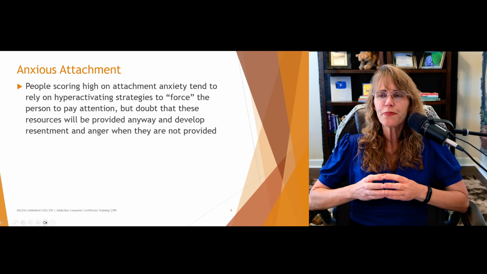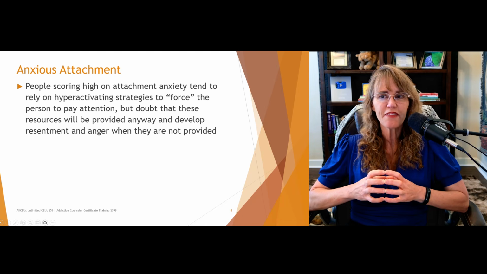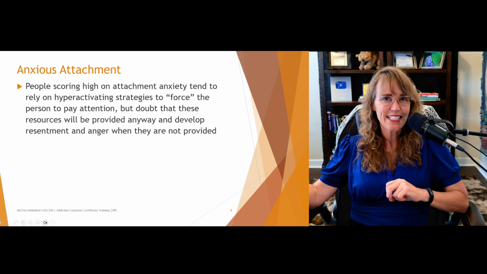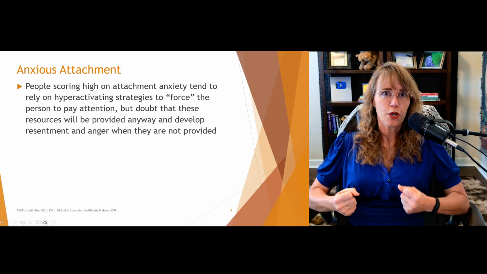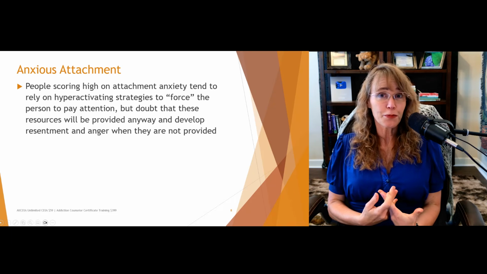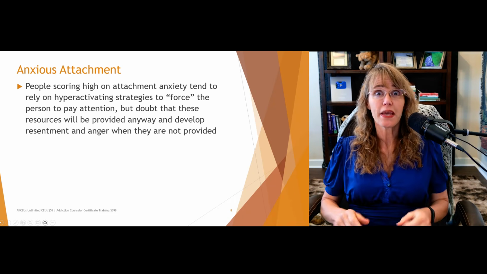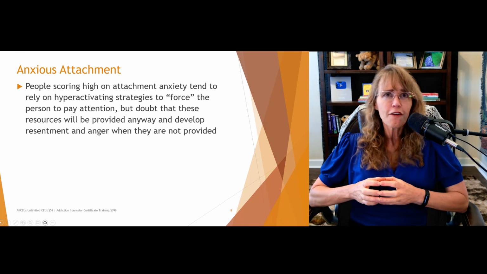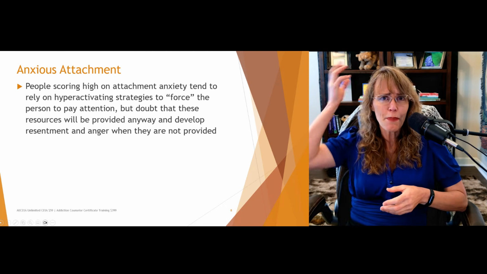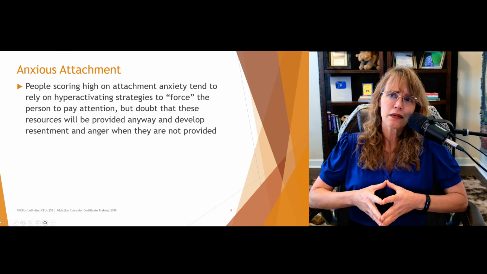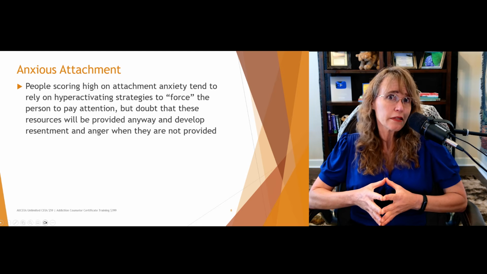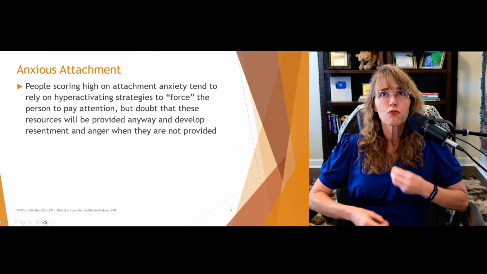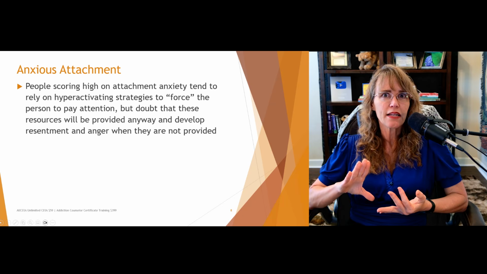People scoring high on attachment anxiety tend to rely on hyperactivating strategies to force the other person to pay attention. So they're basically in fight mode. I feel scared. I'm uncomfortable about something. Now I need you to help me, and I'm going to fight to make sure that happens. So hyperactivating our fight strategies. Unfortunately, when the person does that, there's a little voice in the back of their head saying, this probably ain't going to work anyway, and they're going to reject you. Then when that comes to pass, or if it comes to pass, they may react with resentment and anger outbursts.